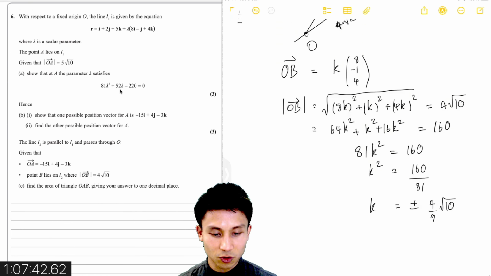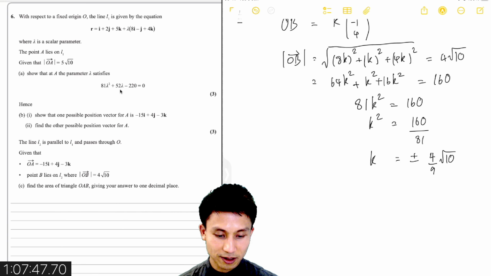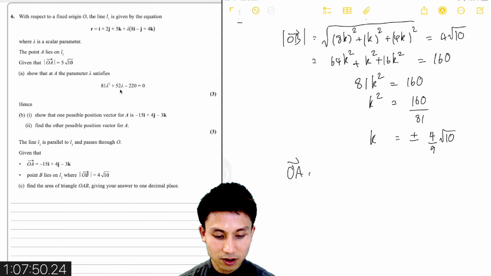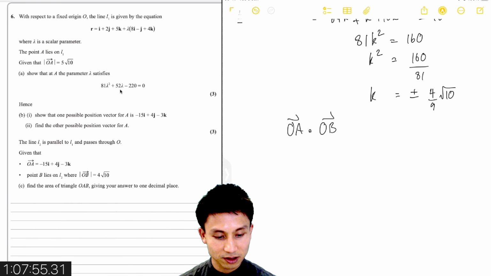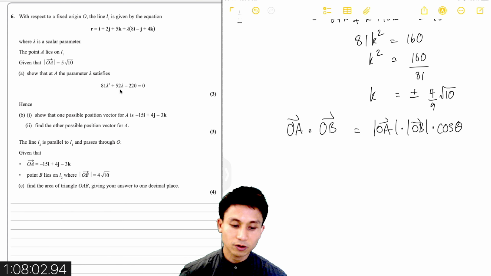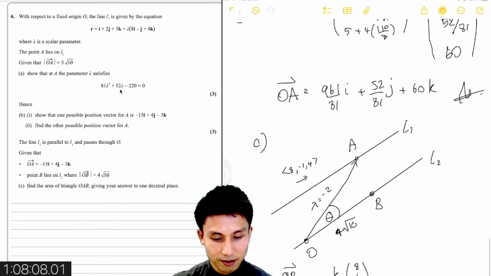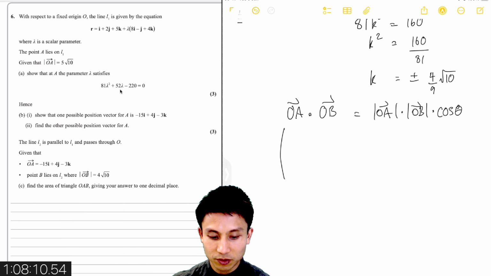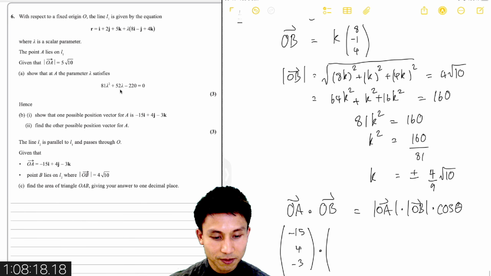Okay, so we're going to find the acute angle between OB and OA, right? So we do OA dot OB. To find the angle between two vectors, we do a scalar product: OA dot OB equals the modulus of OA times the modulus of OB times cos theta. Okay, so what is OA? OA is already found, right? OA is given to be (-15, 4, -3), dot OB. For OB here, I'm going to take k as being positive.